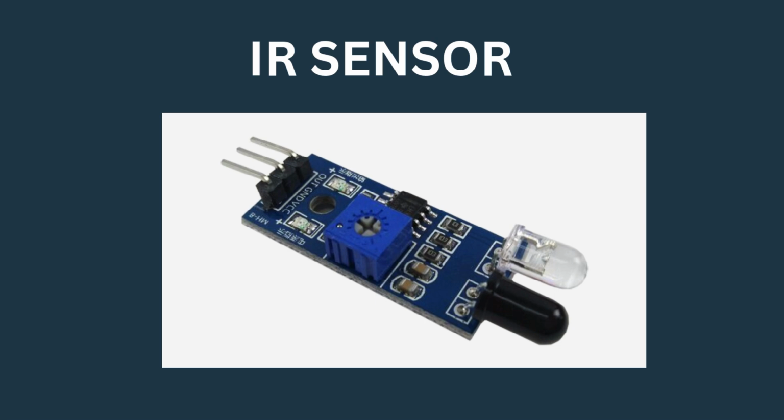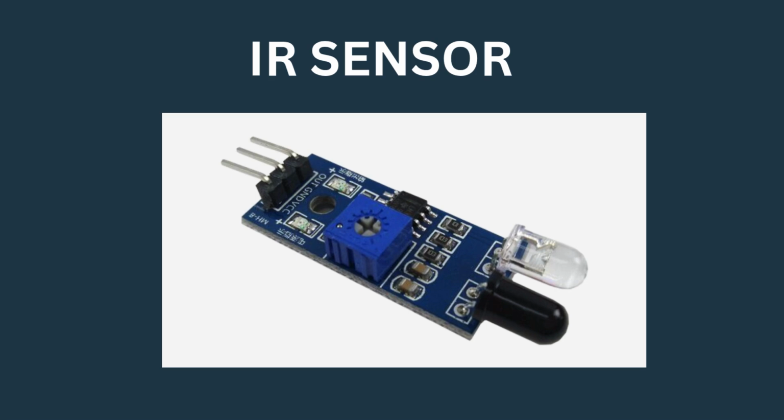Next one is the IR sensor. IR means infrared sensor. It is used to detect objects. The IR sensor consists of one LED and one photodiode. The white one is the LED, which acts like the transmitter, and the black one is the photodiode, which acts like the receiver. The IR transmitter continuously emits IR light, and the IR receiver keeps checking for reflected light. If the light gets reflected back by hitting any object in front of it, the IR sensor receives this light. This way, the object is detected.